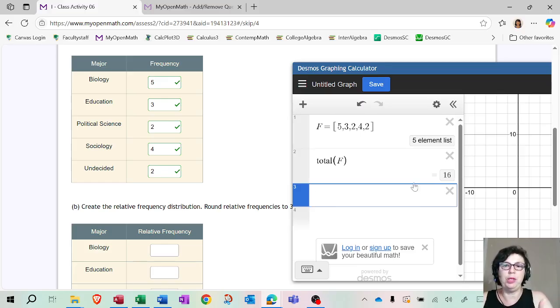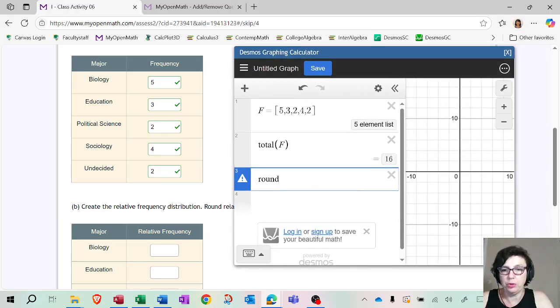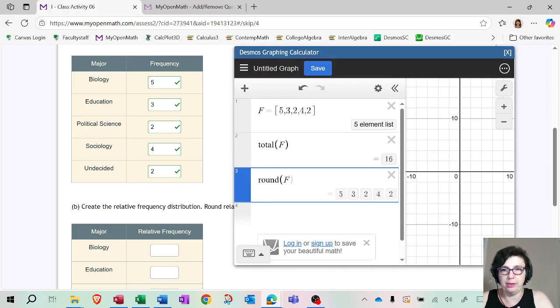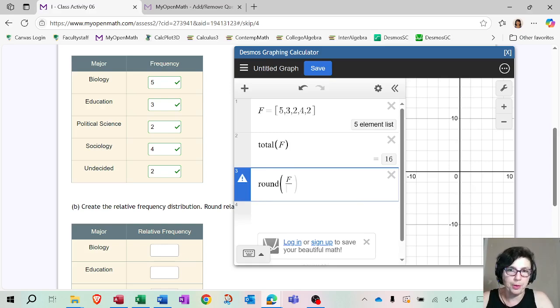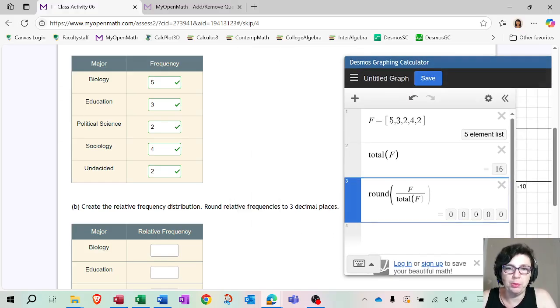Now, how do we compute these relative frequencies? Here's how we're going to do that. We're going to type the word round. Why are we doing round? Because it says round relative frequencies to 3 decimal places. I want to round already, so they come out all nice and ready for me. Then I'm going to say F, which is my list. Right now it just gives me my list back. But I want to divide each number of the list by the total, so I'm going to divide by total F. Now, why is it giving me all zeros? Because it rounds to the nearest integer when you divide. That's not what we want. We want to round to 3 decimal places, it says right here.